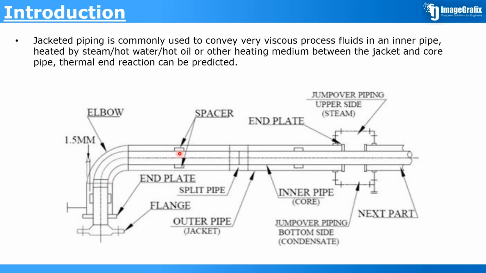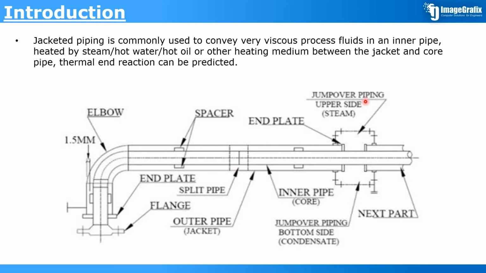Then come your spacers, which will be present on your core piping. A spacer is a small pipe segment which maintains the distance between your core and your jacket pipe. What exactly it is, we'll see in our next slides. Then we have the split pipe, mostly to have some splitting in between or for some special requirements. That also we can have in split pipes.